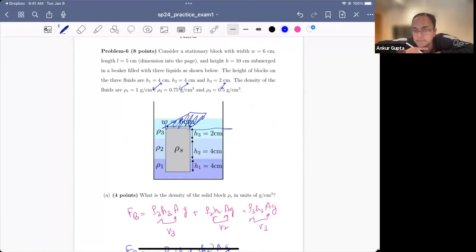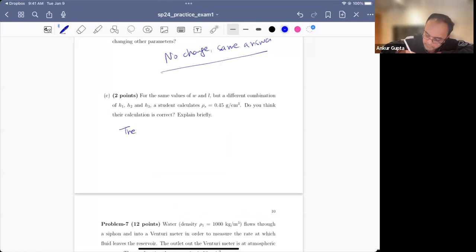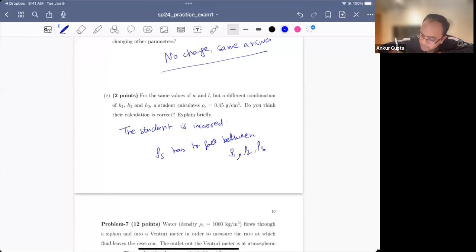Now, the reason this seems not possible is because the three densities we have been given are all 0.5 and above. So 0.45 you really cannot get. So the student is incorrect. Rho s has to fall between rho 1, rho 2, rho 3. So that's basically it. They miscalculated something. All right, so let's keep going.